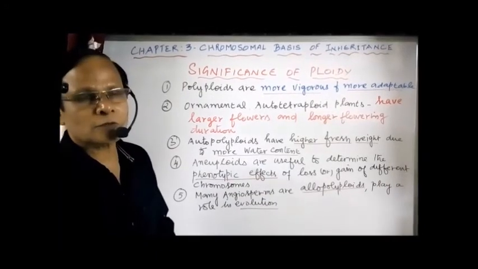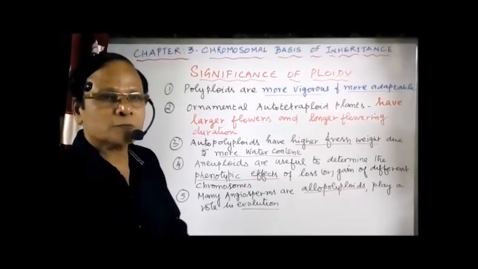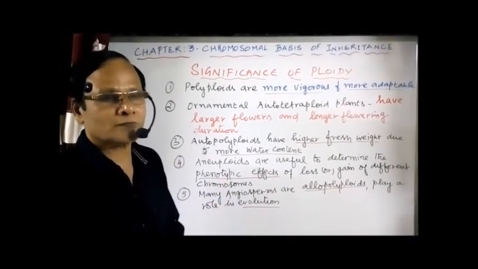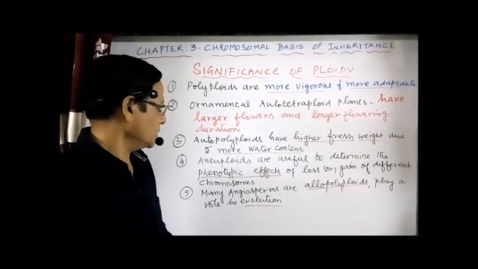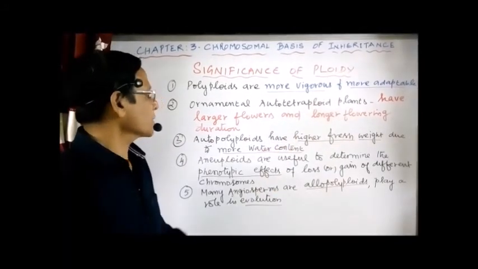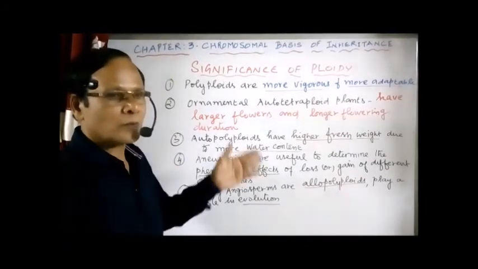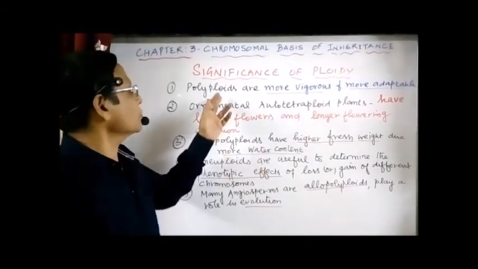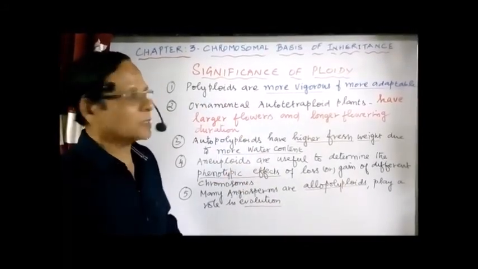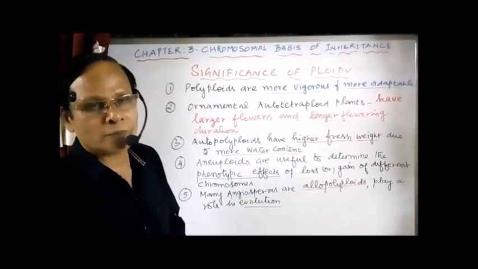Then many angiosperms are allopolyploids, and these allopolyploids play an important role in evolution. So the role in evolution, phenotypic effects, higher fresh weight, and the ornamental plants, the role of ploidy in those plants, and then more vigorous growth and more adaptable characters than we have in diploid plants.